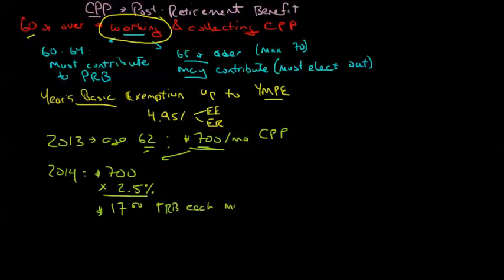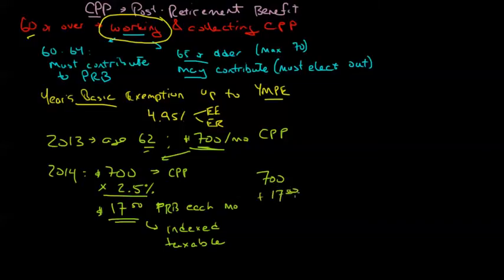So that gets added to your normal CPP. It's actually a separate check, or a separate benefit. So you're going to have your normal CPP of $700, and of course that would have been indexed. So we could have added indexation there if we knew what that figure was. And then you're also going to have your PRB, and again, as with all CPP benefits, that PRB is going to be indexed and it's going to be taxable. So now this person is going to have $700 of normal CPP benefit plus $17.50 of PRB.